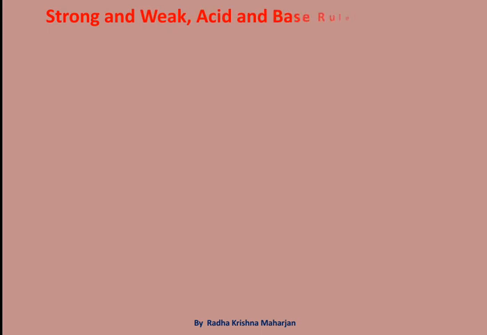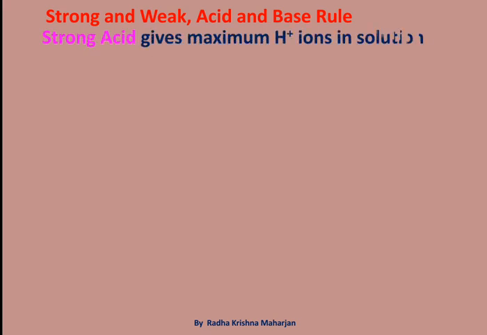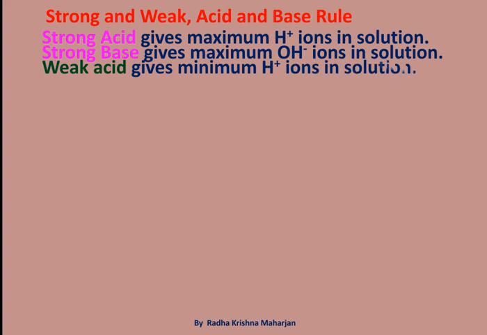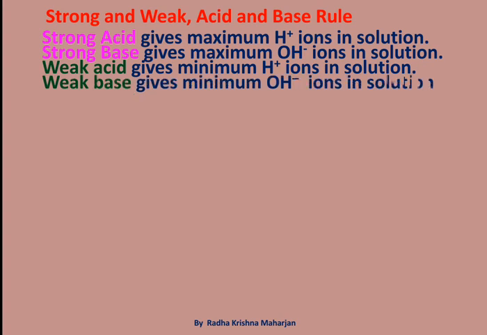Strong and weak acid and base rule. Strong acid gives maximum hydrogen ions in solution. Strong base gives maximum hydroxide ions in solution. Weak acid gives minimum hydrogen ions in solution. Weak base gives minimum hydroxide ions in solution.